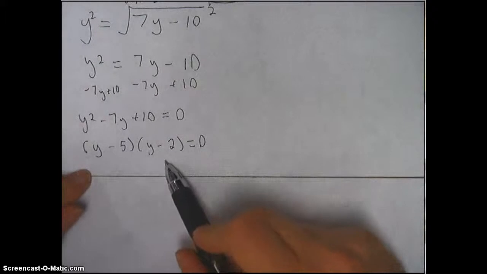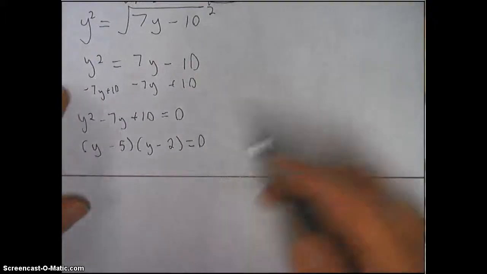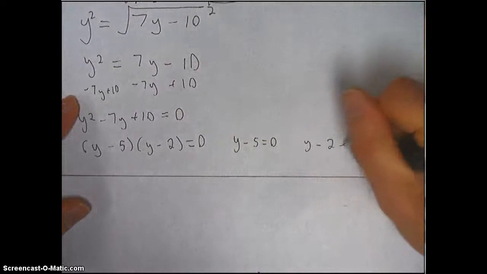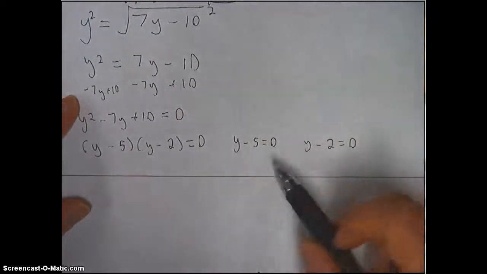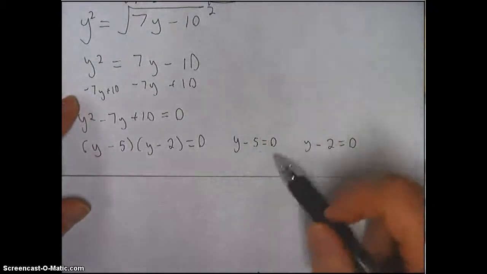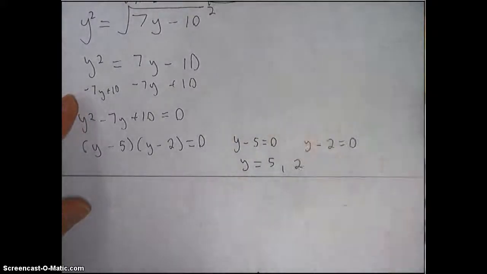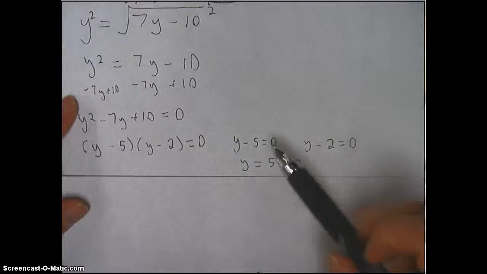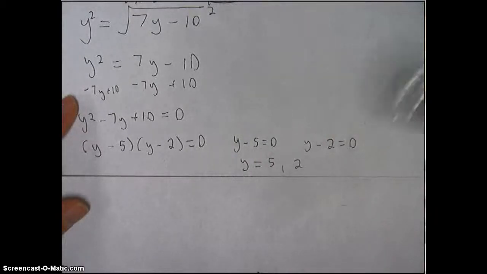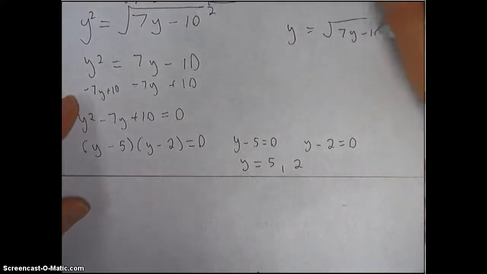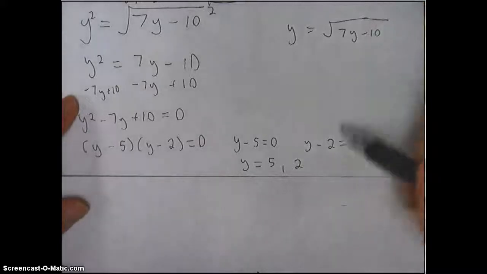Now if you set these both equal to 0, you can solve for y. So we can say y minus 5 equals 0 and y minus 2 equals 0. And then all you need to do is simply solve for y by adding 5 and adding 2. y equals 5 and positive 2. But sometimes when you have a quadratic, it pushes out an extraneous solution. So this is where it's very important to go back to the original equation, y equals root 7y minus 10, and plug in the values we've got.